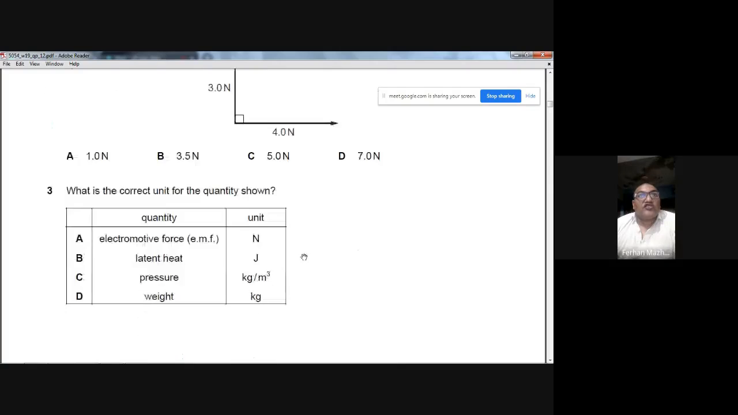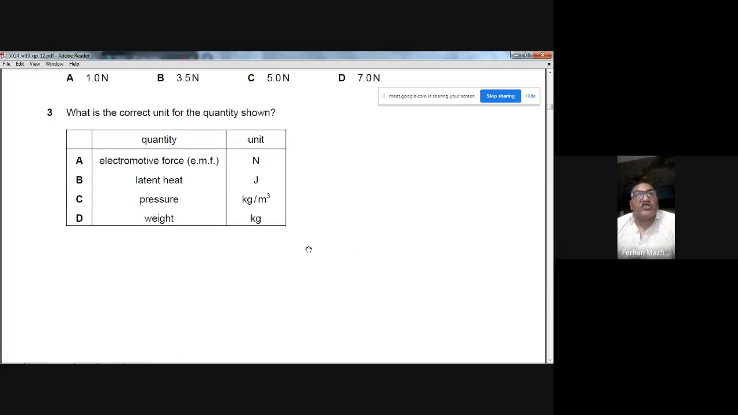Next, question number 3 on your screen. What is the correct unit for the quantity shown? Electromotive force, Newton. Electromotive force is not a force actually, it is voltage. Latent heat is measured in joules. Yes, that's true. Pressure is in kilojoule kg per meter cube. That's wrong. Weight in kg. That's wrong. So the unit which is correct is the latent heat, which is basically an amount of heat. So its unit is joules, J. So the option is B. Question number 3, the option is B.